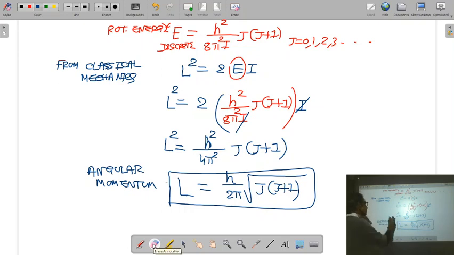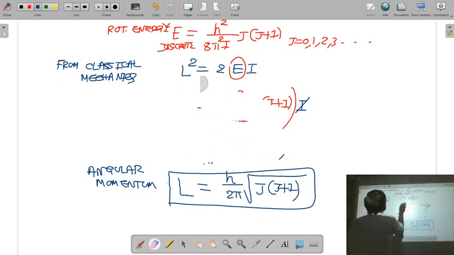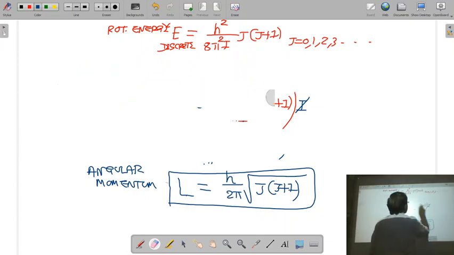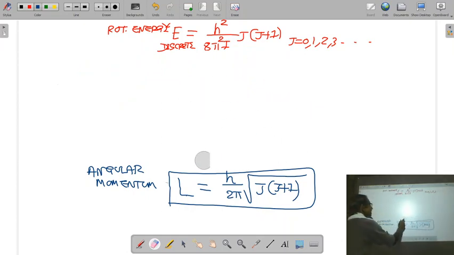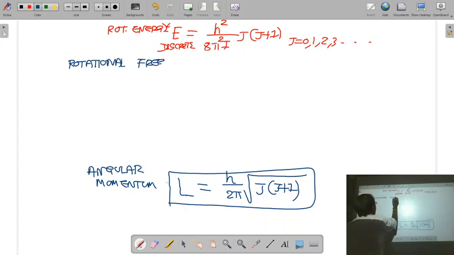So you can say that the molecule has discrete rotational energy, and the molecule has discrete values of angular momentum. Similarly, the molecule also has discrete values of rotational frequency. So finally we obtain the rotational frequency. In order to obtain the rotational frequency of the molecule, we start with the equation of angular momentum.